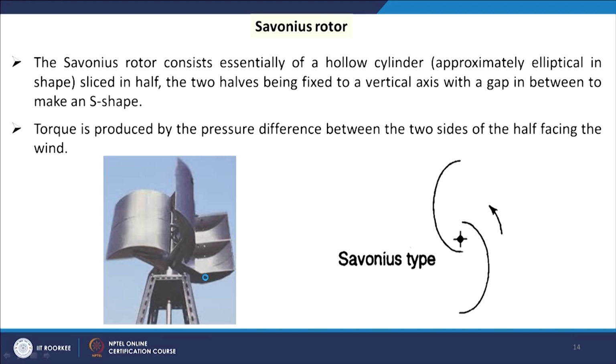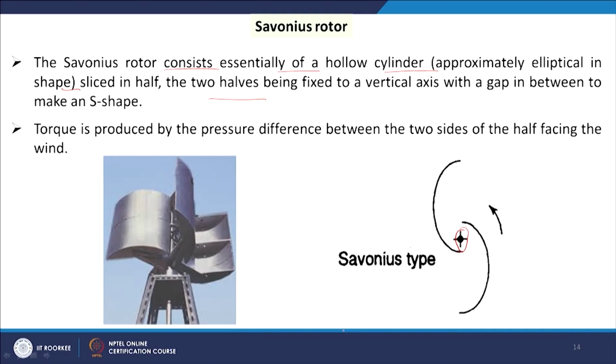This type of rotor is used, the Savonius rotor. So, here we see one S type of structure is formed. It consists essentially of a hollow cylinder approximately elliptical in shape, sliced in half, the two halves being fixed. So, this is one half of the hollow cylinder, two parts connected here, this is our rotor, and these are the blades. As a whole, it is called the Savonius rotor.